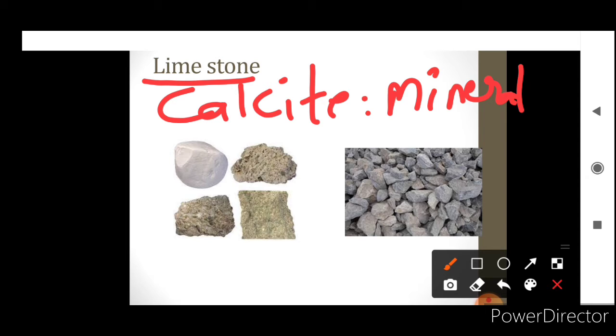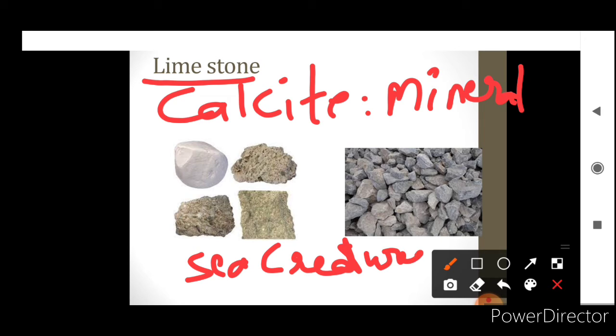The shells and skeletons of millions of tiny sea creatures settle down in the seabed. So countless sea creatures like sea urchins, crabs and many others all go and settle down at the bottom of the seas. When they settle down on the seabed, they form a layer.